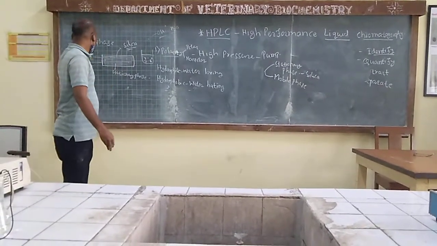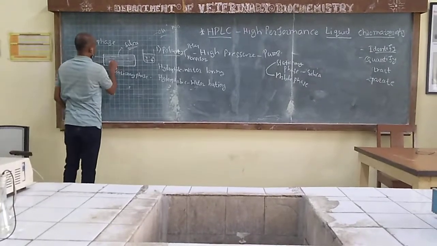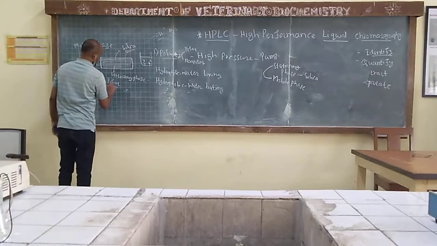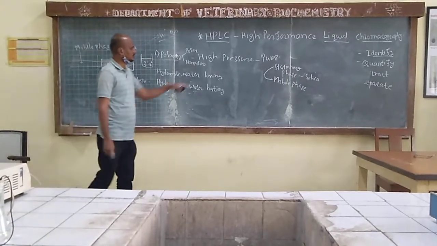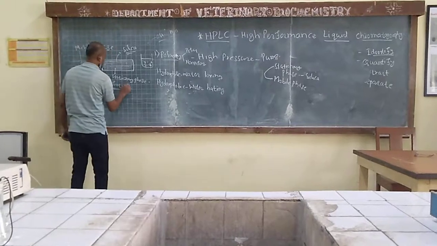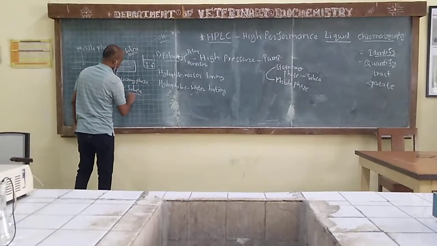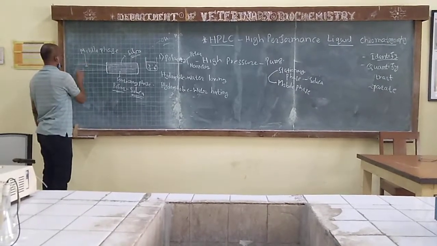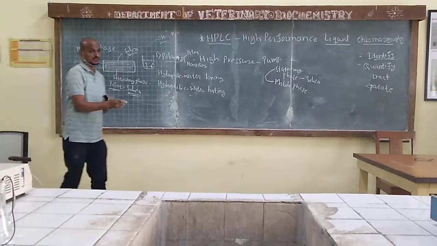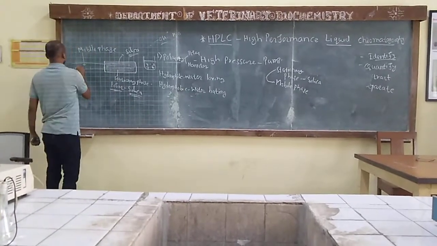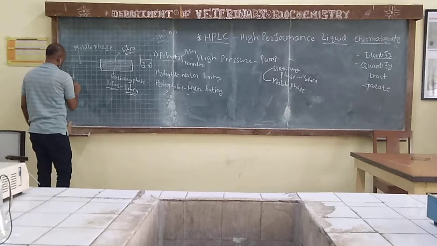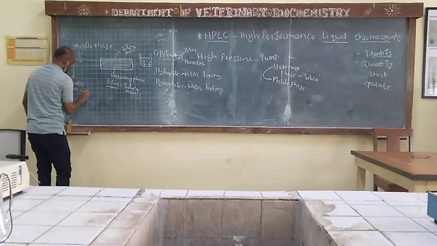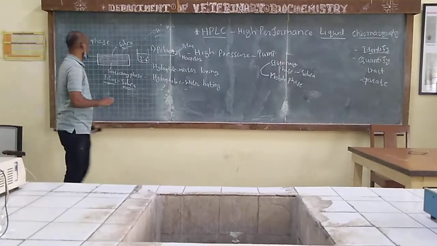So this stationary phase, if it is a polar molecule, for example, silica. Silica is polar. Means what will we do? We will pass the mobile phase to this one. It will have some water component plus organic component.